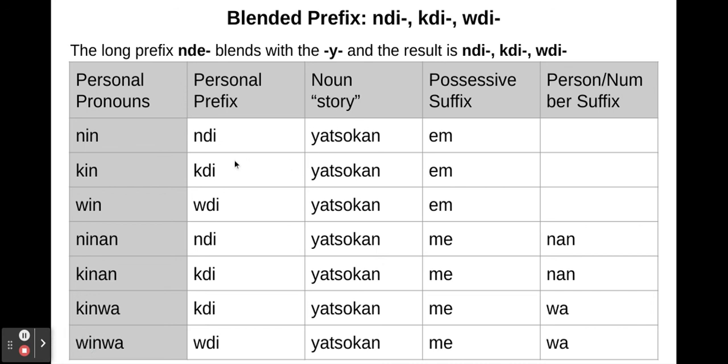So this would be pronounced ndiatsukanem. My story is ndiatsukanem, because the I right here is still adding the E. So the I combined with the Y is yi. Ndiatsukanem.